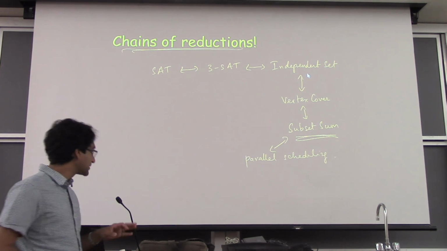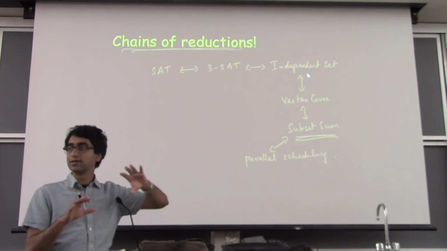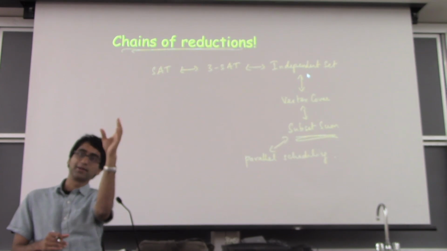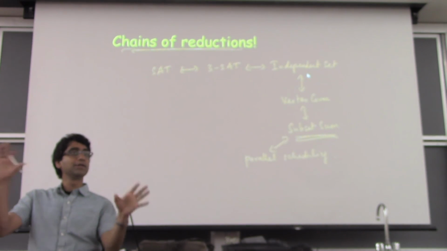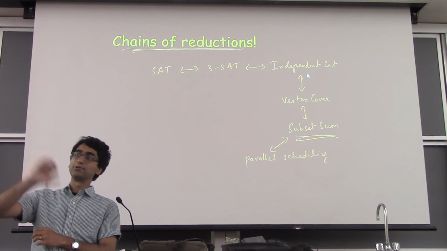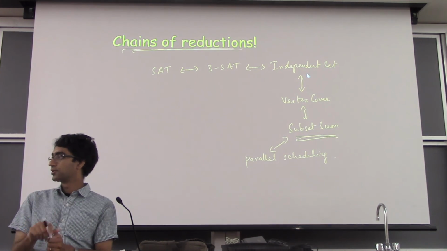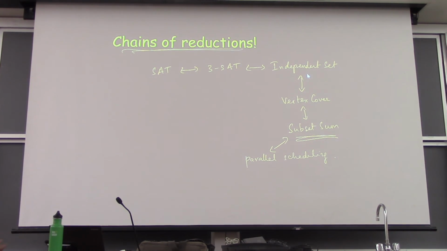But the takeaway is, the nice thing that NP completeness gives you is that you don't always have to start with SAT. All problems are equivalent to each other. So you start with any NP complete problem, you reduce to and from that problem, and you get NP completeness for your new problem. That's the thing that you should keep.